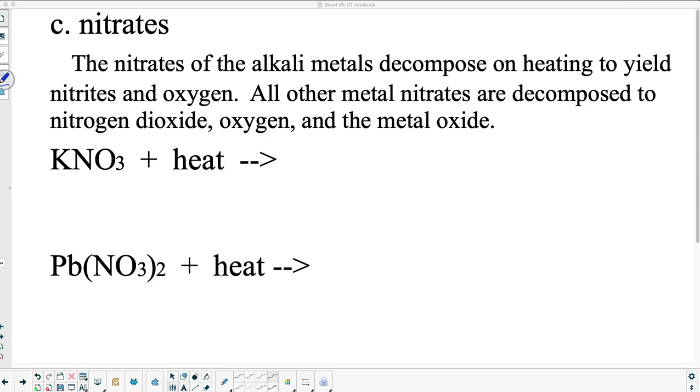Hey class, we're back again working on decomposition reactions. This time we're talking about nitrates. So what would be an example of nitrates? Well, anything that ends in an NO3 would be a nitrate.